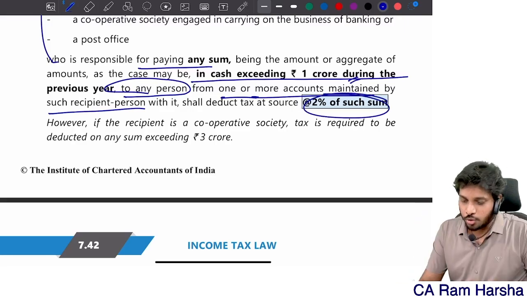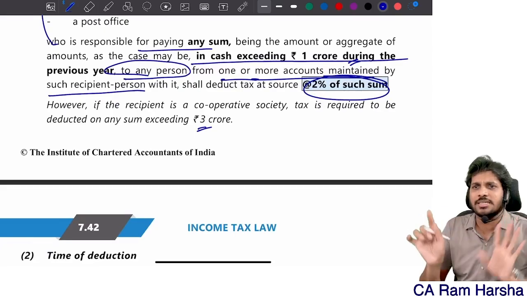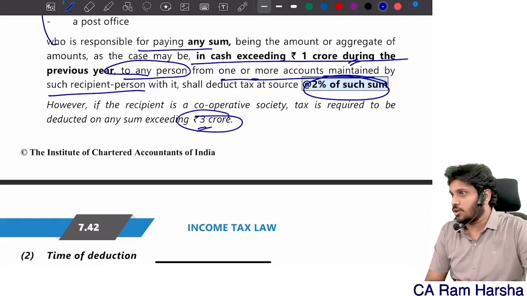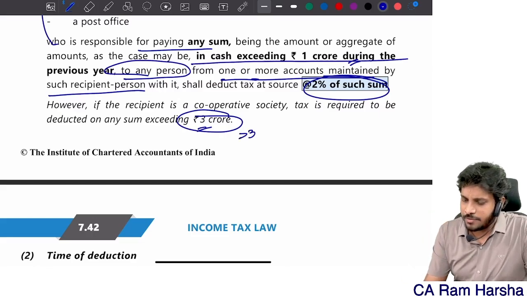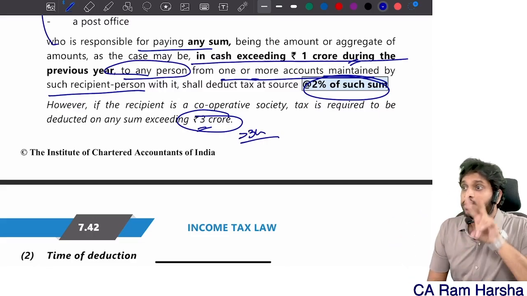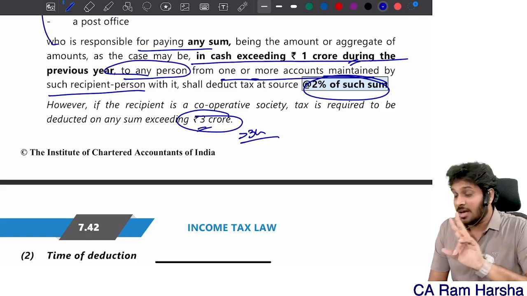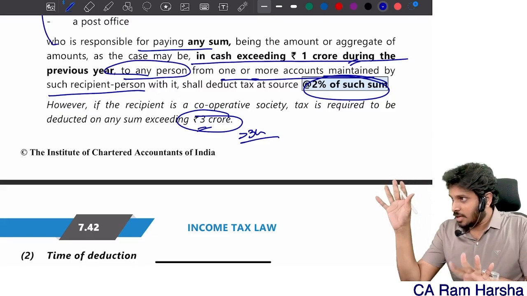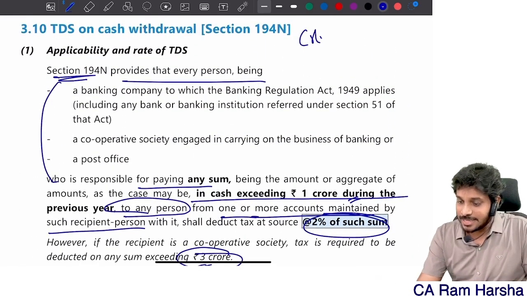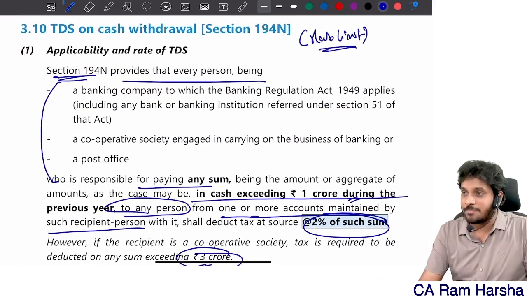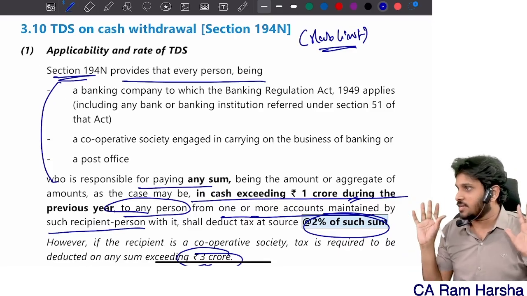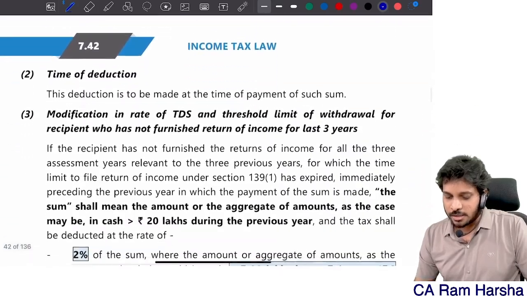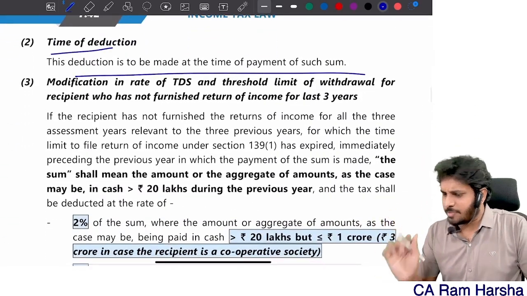What is the rate of TDS? 2%. Suppose if the account holder is a cooperative society withdrawing cash from the bank, then 3 crore is the threshold limit, which means for a society, only if the cash withdrawal crossed 3 crore, 2% TDS will be applicable. Correct? By the way, here it is not a threshold limit, it is only the excess. For 194N alone, it is considered as a slab limit. So up to that TDS will not apply. Once it crossed that amount, TDS will apply. Now look at it. Time of deduction. It is to be made at the time of payment, obviously.